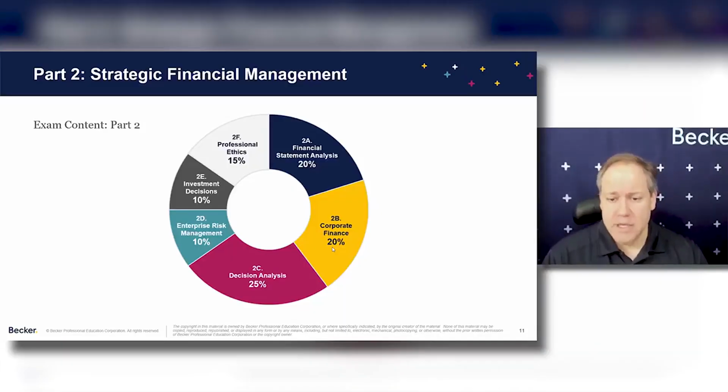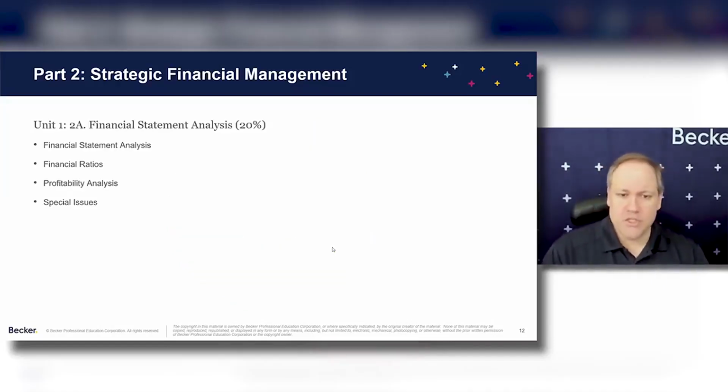In this case, there are 6 specific sections that comprise Part 2. They include financial statement analysis and corporate finance. Each of those is 20%. Decision analysis, which is 25%. Professional ethics, which is 15%, and then enterprise risk management and investment decisions representing 10% each. Let's talk in a little bit more depth about each of those in the order they're presented in the course. And that starts with 2A.